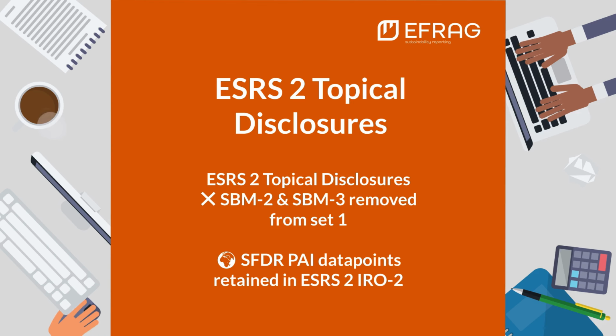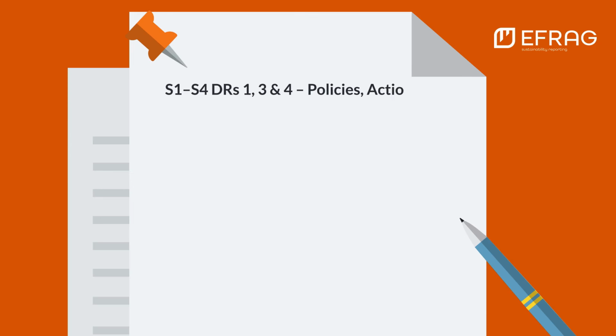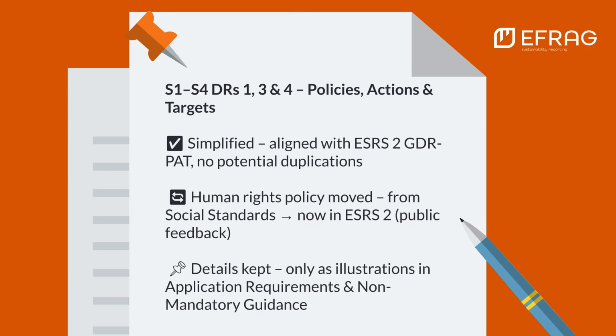Firstly, the ESRS 2 SBM2 and SBM3 topical disclosures from Set 1 have been completely deleted, except for the SFDR PAI data points, which have been retained and are now included in ESRS 2 IRO2 within the amended standards. Moving to S1 S4 Disclosure Requirements 1, 3, 4, Policies, Actions, and Targets.